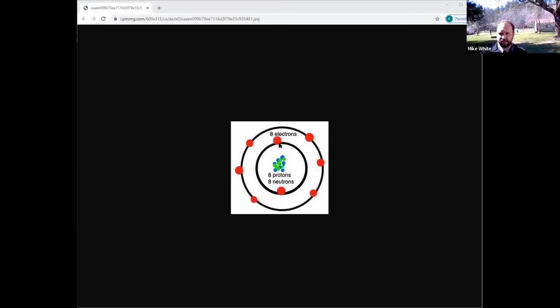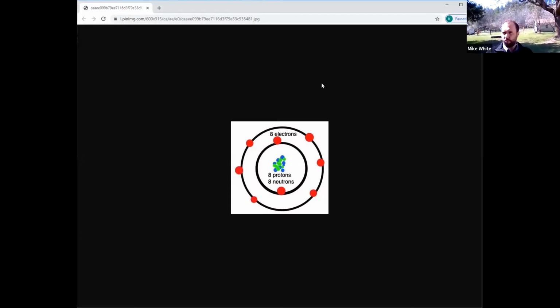So these 2 electrons orbit in a kind of tighter circle, and then this outer layer can fit up to 8 electrons, but oxygen only has 8 total, so 2 are here, and 6 (1, 2, 3, 4, 5, 6) are out here, okay?